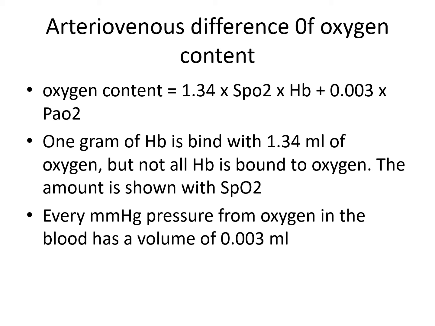And on the other hand, for every millimeter Hg of pressure of oxygen in the blood, it has a volume of 0.003 milliliter. So every unit of pressure of oxygen has a volume equal to 0.003 milliliter of oxygen.